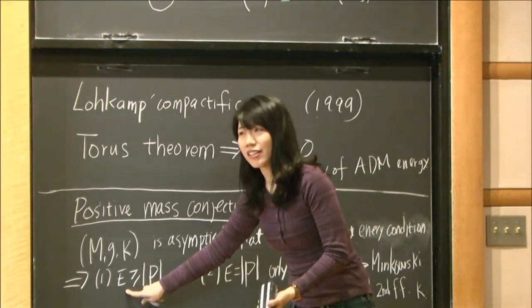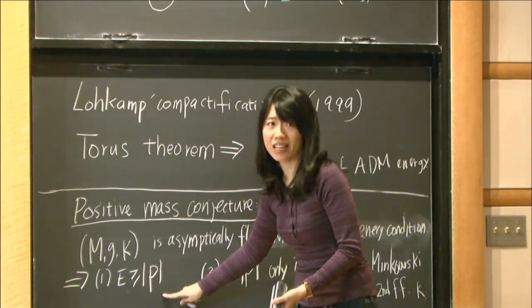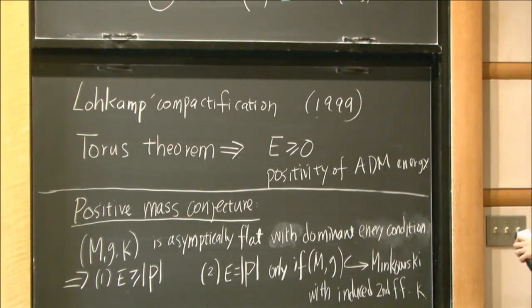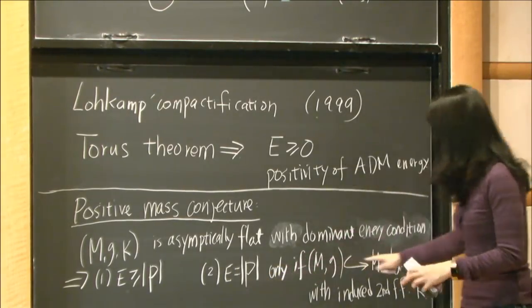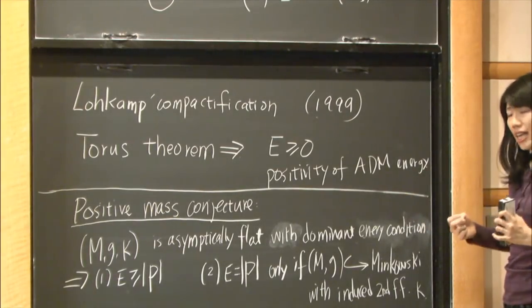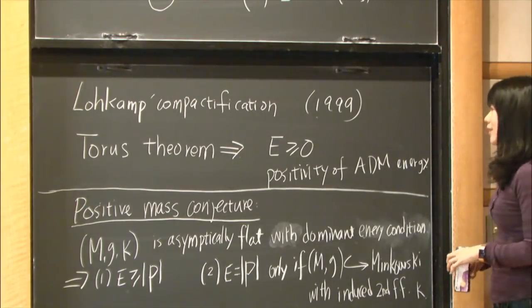it's actually more positive. It's greater than some number, which is the norm of a constant vector. And that's related to the so-called linear momentum. And the equality holds only if this triple is flat, in the sense that it's actually inside a Minkowski spacetime. Okay?